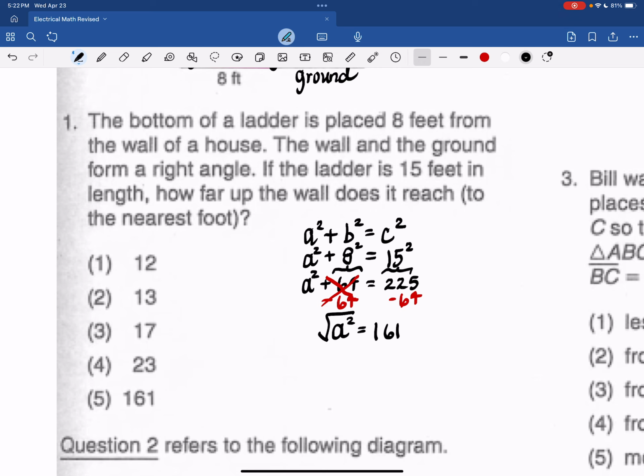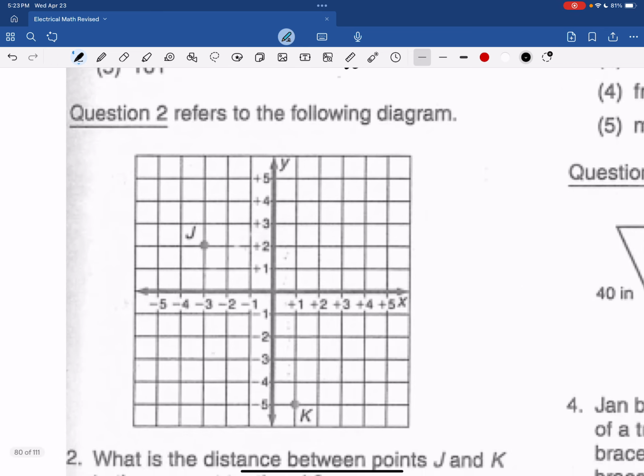So let's take the square root. And so a is approximately, and they told us to round to the nearest foot, so we have 12.6. And if you round it to the nearest foot, it's approximately 13 feet. So the answer is number 2. I love this question.